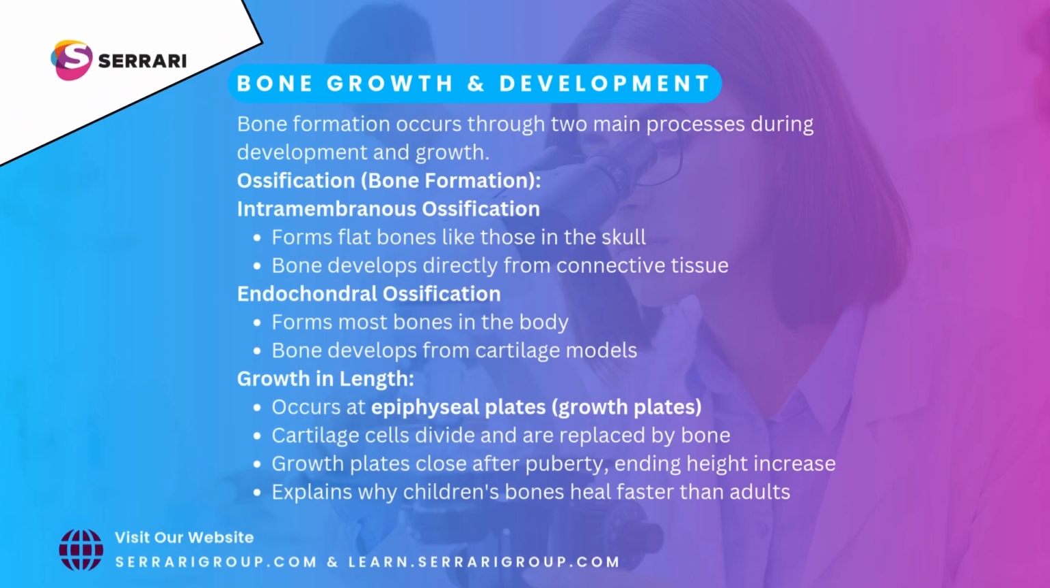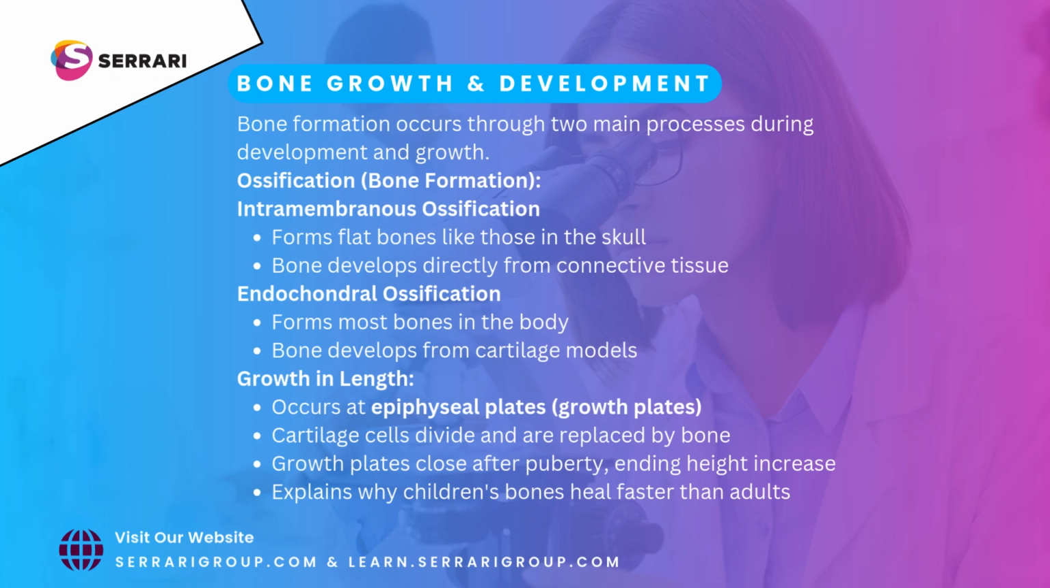Bone growth and development. Bone formation occurs through 2 main processes during development and growth. Ossification, bone formation. Intramembranous ossification forms flat bones like those in the skull. Bone develops directly from connective tissue. Endochondral ossification forms most bones in the body. Bone develops from cartilage models.